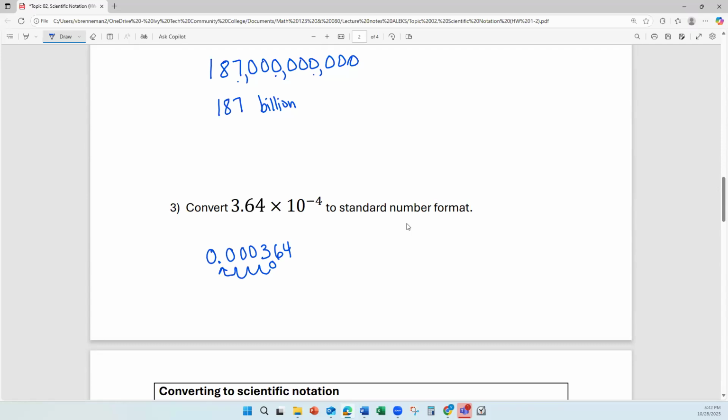So the power of 10 is always how many places that decimal point moves. And the negative versus positive indicates whether we're talking about this very small quantity versus a large quantity.